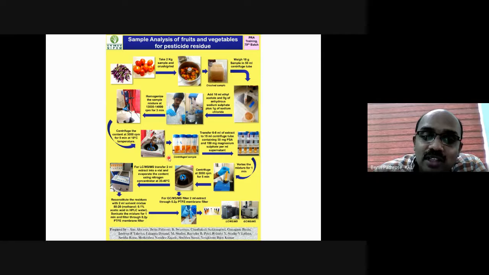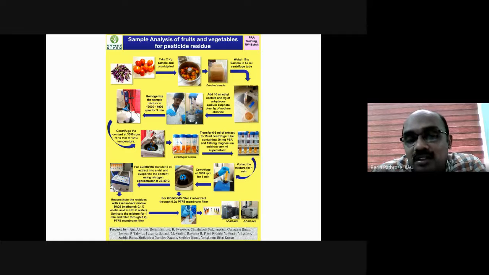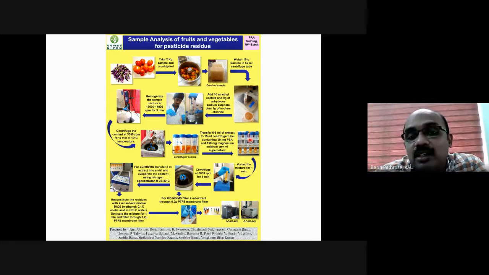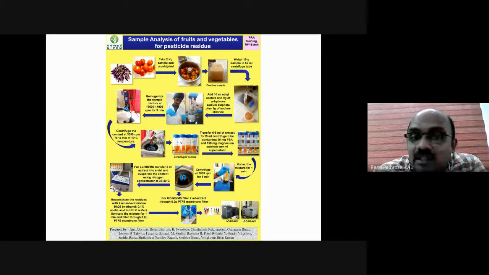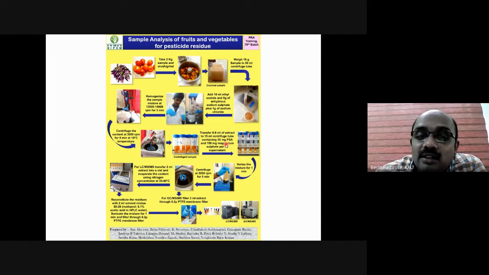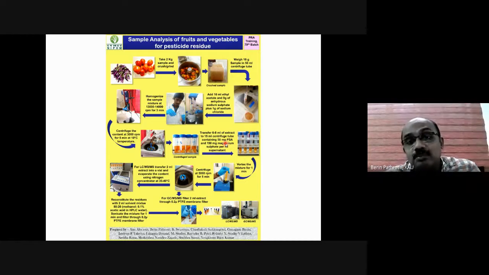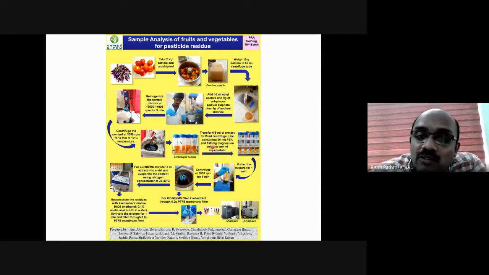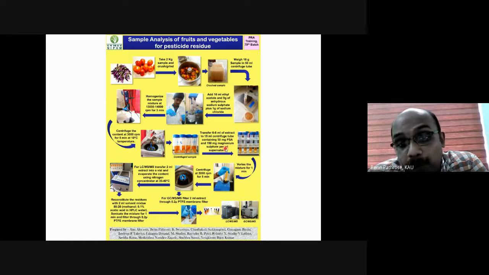Once you centrifuge it, we get two separate layers. The top layer will be the solvent, and we remove the top solvent layer. If you are using 10 ml of solvent, we get about 6 ml of supernatant. This supernatant will be transferred to a 15 ml centrifuge tube, and into that supernatant we will add 50 milligram of PSA. PSA is primary secondary amine, and 150 milligram of magnesium sulfate per ml of supernatant.